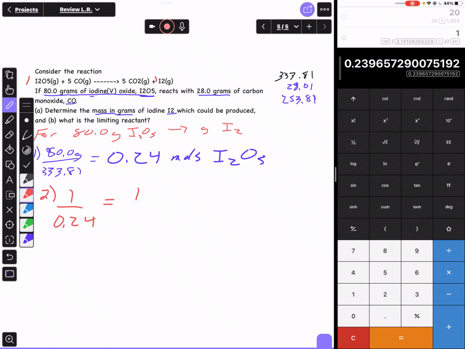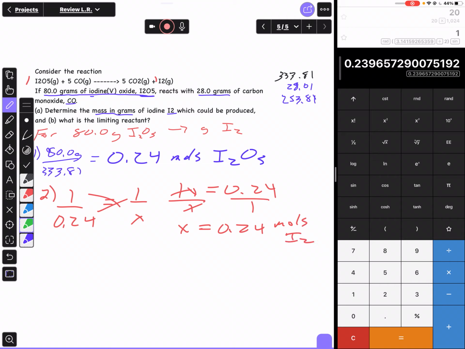the coefficient in front of I2 is also a 1 because there's not a coefficient there, so it would be a 1, and that's over X. Now I'm looking for X, which will give me moles of I2 that's produced. So when I cross multiply, I get 1X equals 0.24. Divide both sides by 1. X is 0.24. Now I'm in moles of I2, my product.